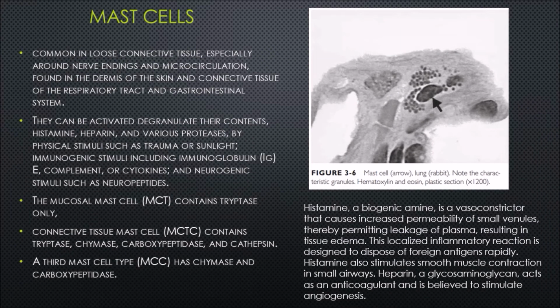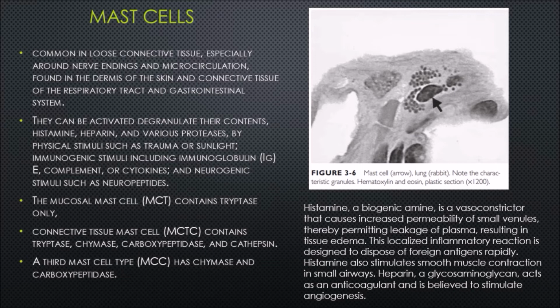Next are mast cells. Mast cells are common in loose connective tissue, especially around the nerve endings and microcirculation found in the dermis of the skin and connective tissue of the respiratory tract and gastrointestinal system. They can be activated to degranulate their contents, which are histamine, heparin, and also various proteases, by physical stimuli such as trauma or sunlight, immunogenic stimuli such as immunoglobulin, complement, or cytokines, and also neurogenic stimuli such as neuropeptides.